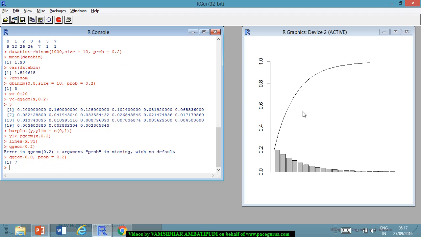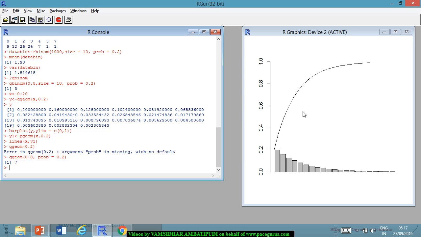So it says a minimum of 7 trials, right? If I'm able to establish a success in the seventh trial, then I can very well say if I have to be 80% confident that you will be successful, then I have to give you at least 7 trials. Then I'll be 80% confident that you will be successful. So that is what is typically given by my QGM, and I can very well randomly generate geometric distribution values.